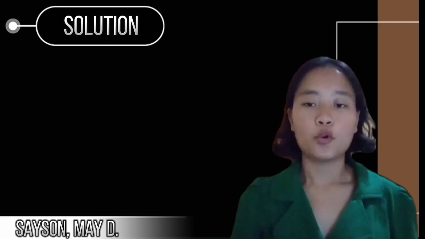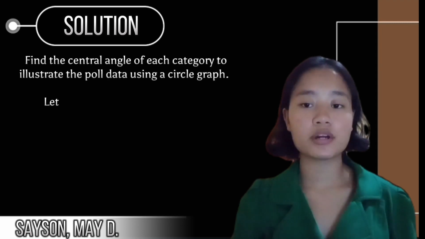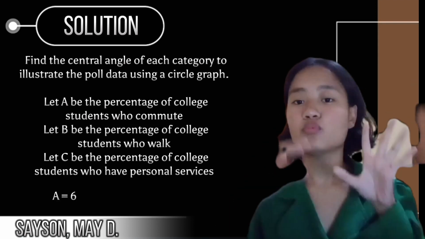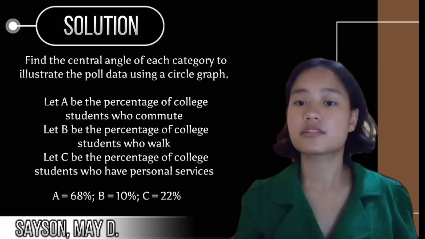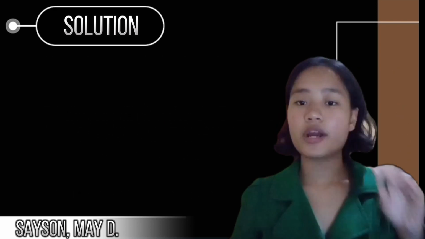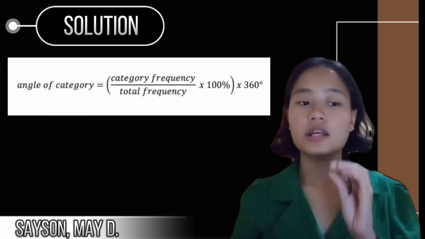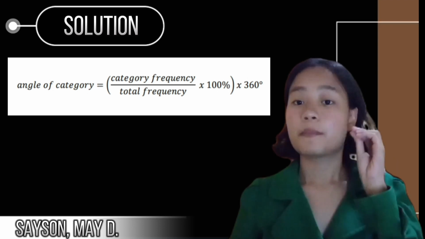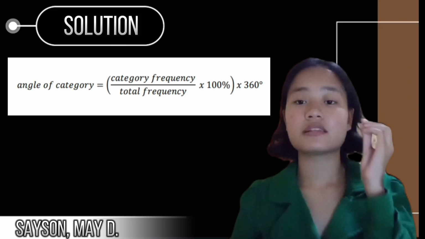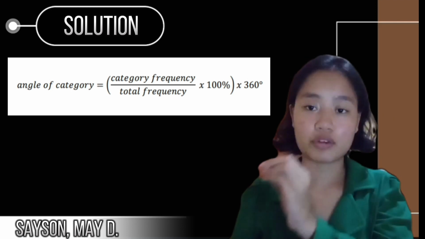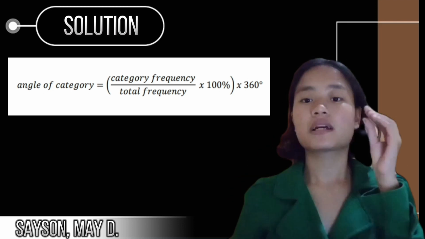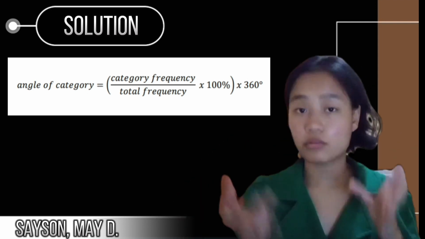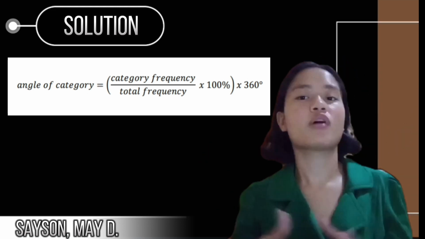For the last problem, we have to find the central angle of each category to illustrate the poll data and better illustrate the pie graph. So we need to remember how we assign the values for easier referencing. So the equation goes as angle of category equals category frequency over total frequency times 100% (in parentheses) times 360 degrees. We multiply it by 360 degrees because a pie chart is basically a circle, and a circle's measurement of degree is 360 degrees.